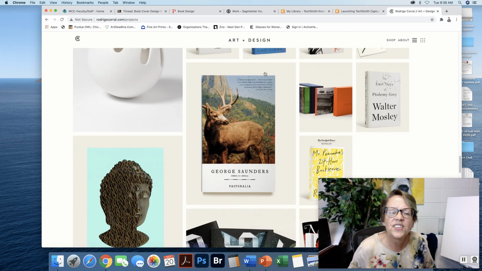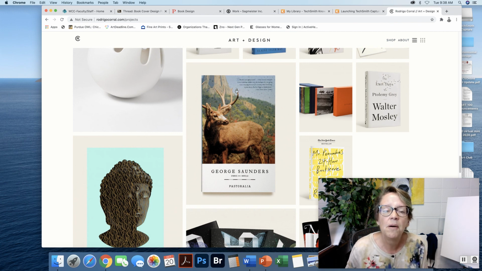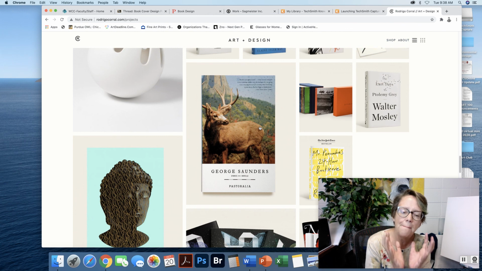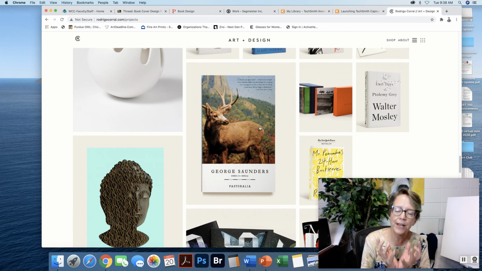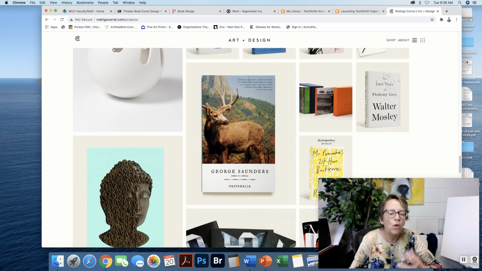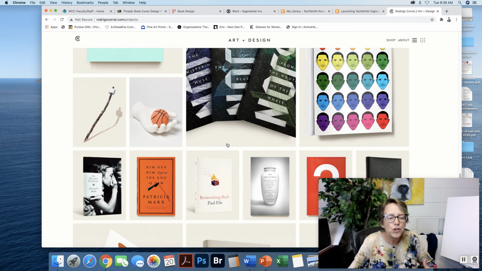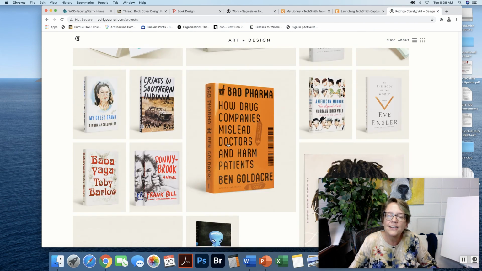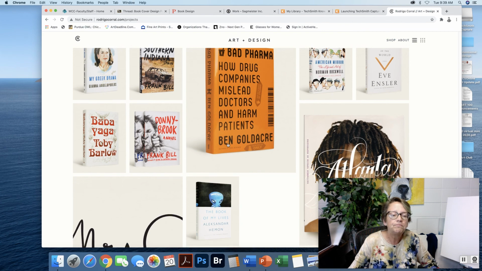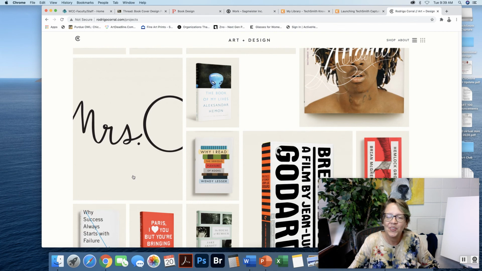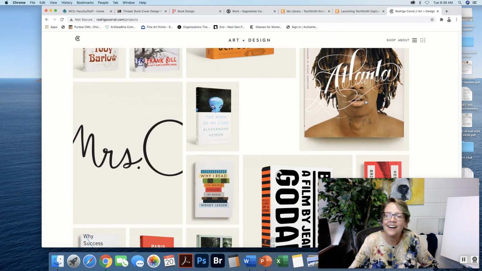George Saunders. And if you don't, stories, that's his book, Pastoralia, all right? This would draw in the male. So you've got to think about who your reader is going to be and pull them in, make them not pass it up. All of you guys chose a book that you are excited about. How are you going to, oh, Baba Yaga. I know who Baba Yaga is. Atlanta, okay?